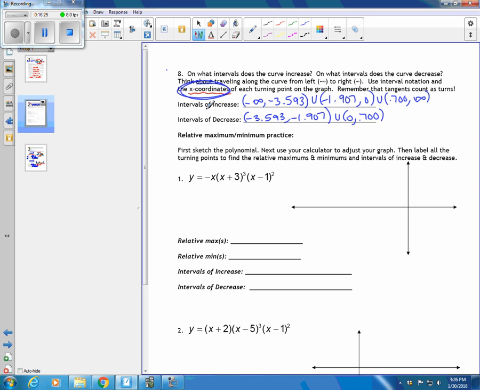Okay, what I want you to do now is pause the video, work with a partner or by yourself, whichever you prefer, and work on these two examples. Remember, you're going to have to play around with your window. You get it sketched because you know how to sketch polynomials, but then you play around with your window until you can see every single turn. Then you use a calculator to find the coordinates of every single turn, record them on your graph, and then answer the questions. Pause the video, and when you've done that, come back and you can check your work.